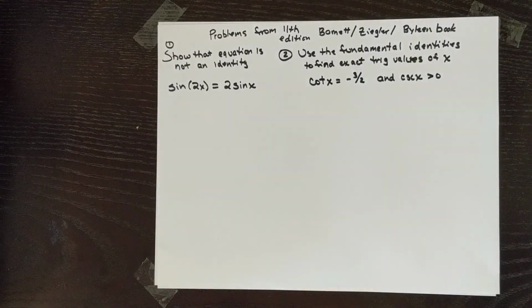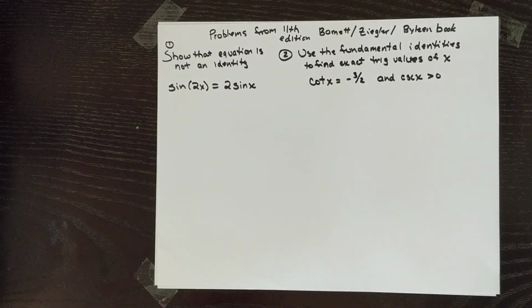This video is about using the fundamental trig identities, and we're going to do two things. All of these problems are taken from your textbook, which is the 11th edition Barnett trig book. The first example that we're going to do is to show that a given equation is not an identity.